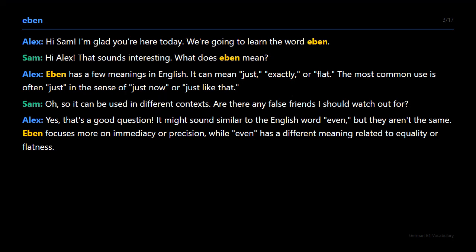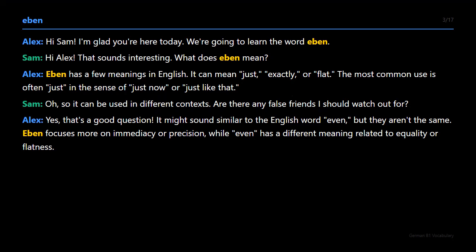Eben has a few meanings in English. It can mean just, exactly, or flat. The most common use is often just in the sense of just now or just like that. Oh, so it can be used in different contexts. Are there any false friends I should watch out for?